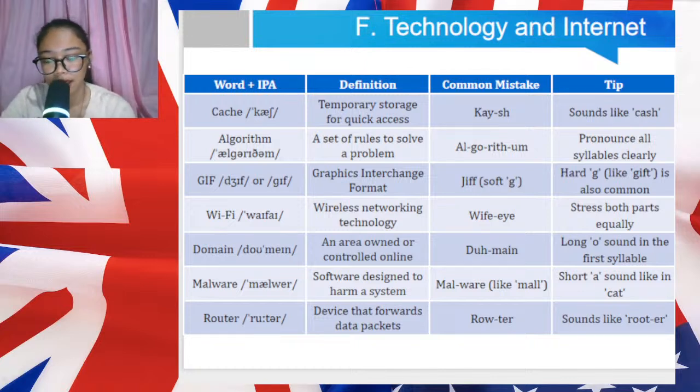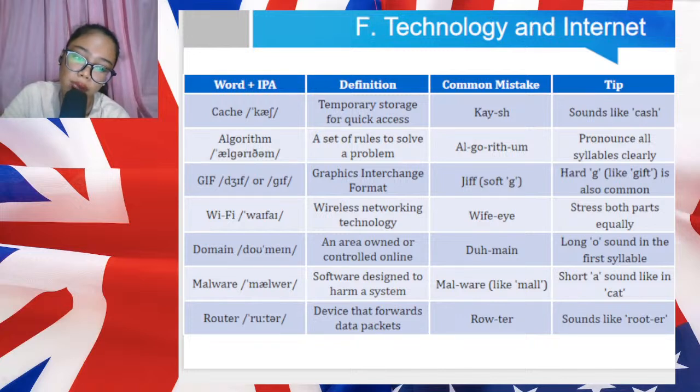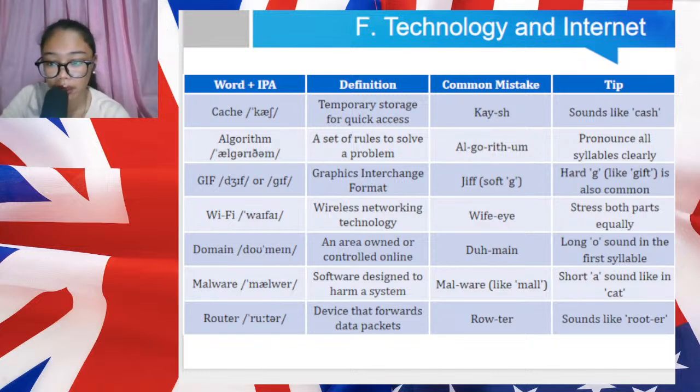All right. Let's have the fourth one, Wi-Fi. It is a compound shortened word, I guess. Wi-Fi means wireless networking technology. So the common mistake is people say it is Wi-Fi.